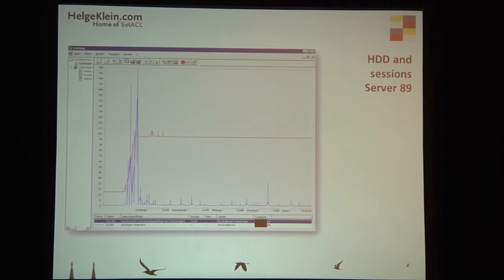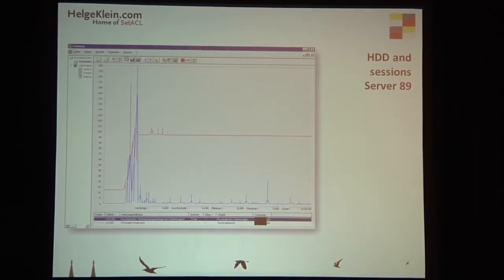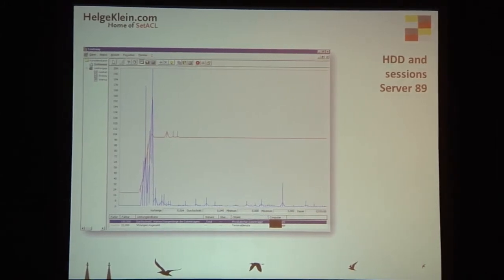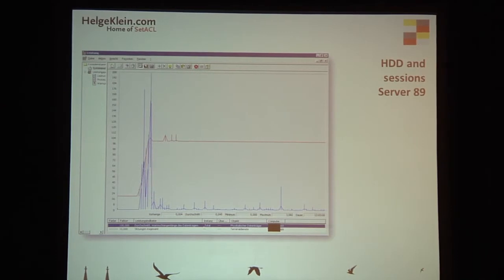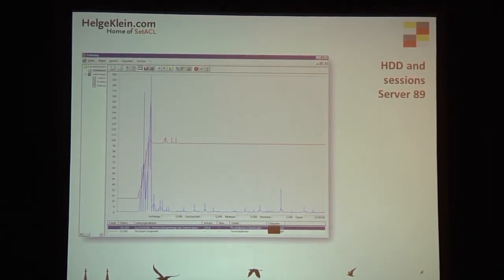Let's try to confirm this by looking at the data from a different server. It looks roughly similar. The lines are not exactly identical, of course. There's a different server, different users doing different things. But still, during the logon phase, we have a peak. And after that, the disk is, well, it's doing something.